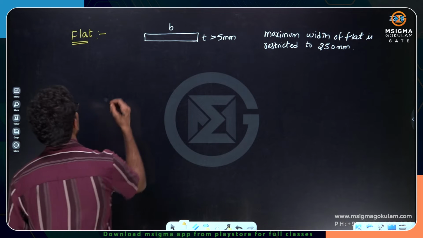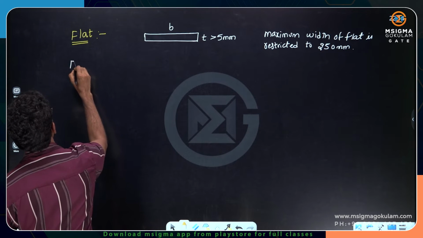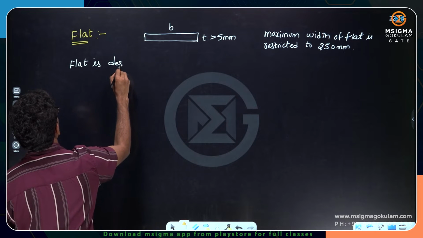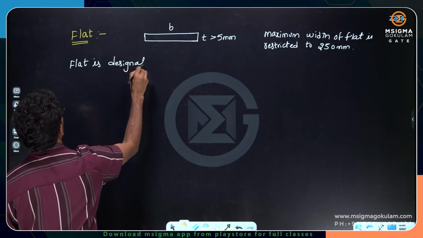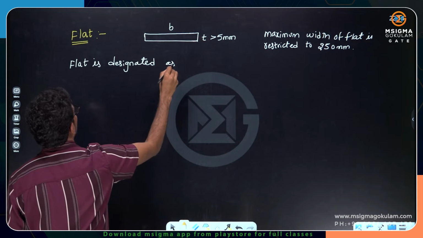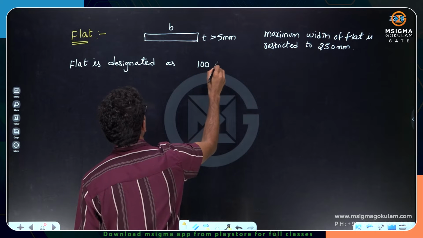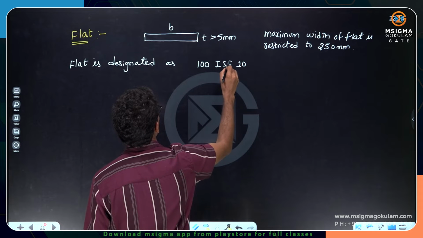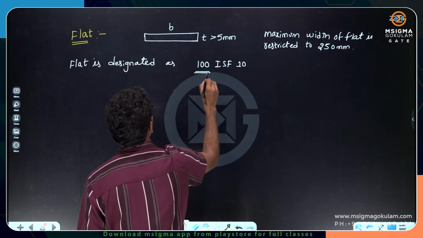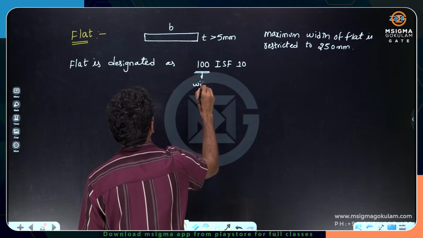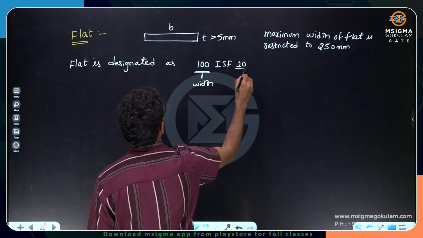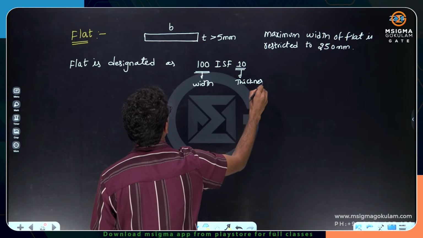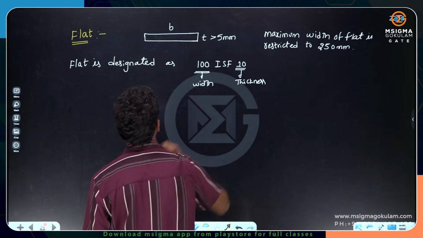So how to designate flat sections? Flat is designated as something like this, 100 ISF 10. What does it mean, 100 ISF 10? It implies that the number before ISF is indicating the width of the flat. The number after ISF is indicating the thickness of the flat. I hope you understand this.